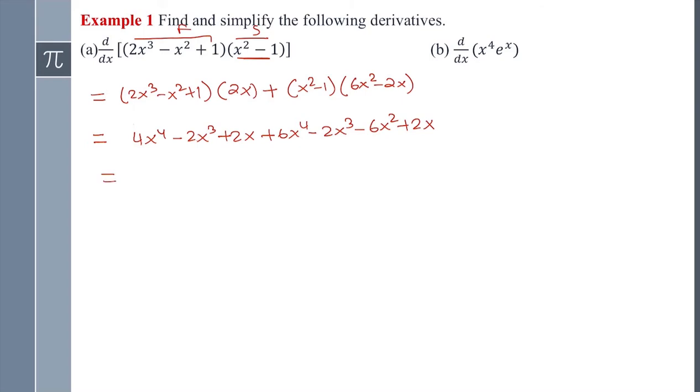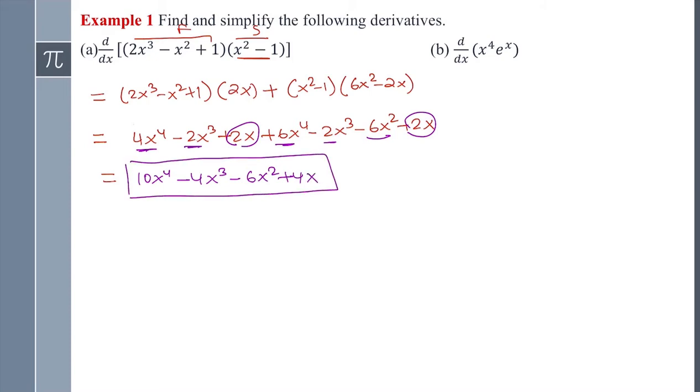Now let's combine the like terms. We have x to the fourth here and here, so that is 10x to the fourth. Then we have x cubed here and here, which is minus 4x cubed. And then we have x squared just here, so minus 6x squared. And then we have 2x plus 2x, which is 4x. So that is the derivative of that product.